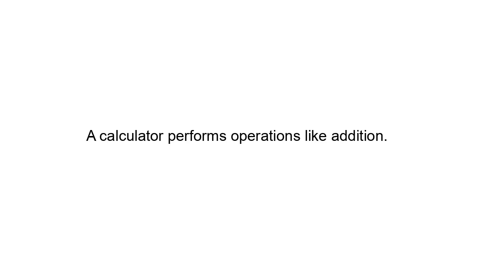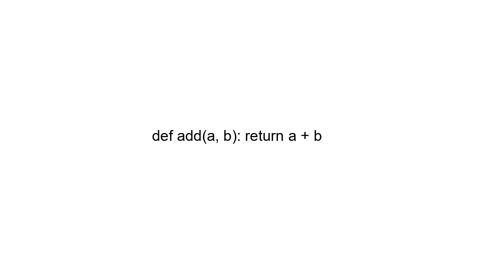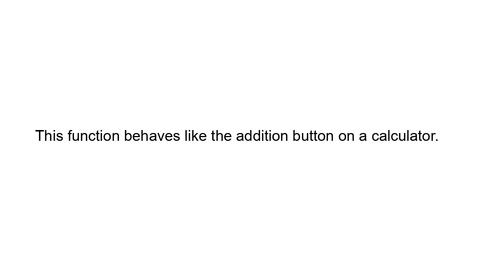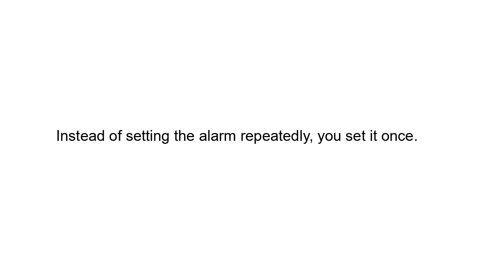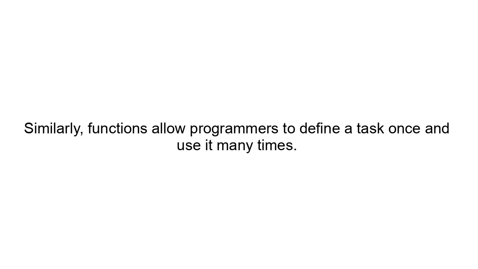Real-life example 1. Calculator. A calculator performs operations like addition. Example: def add(a, b): return a + b. This function behaves like the addition button on a calculator. Real-life example 2. Alarm clock. An alarm clock wakes you up every morning. Instead of setting the alarm repeatedly, you set it once. Similarly, functions allow programmers to define a task once and use it many times.